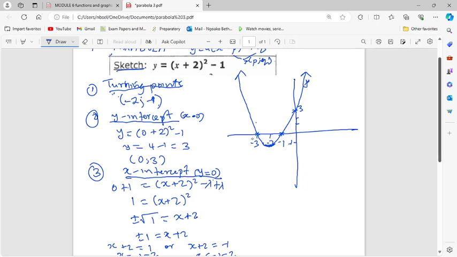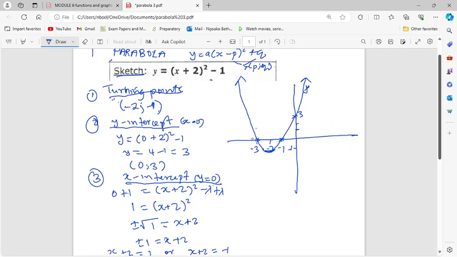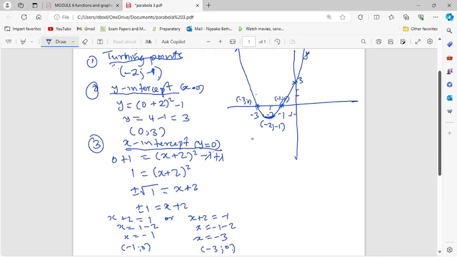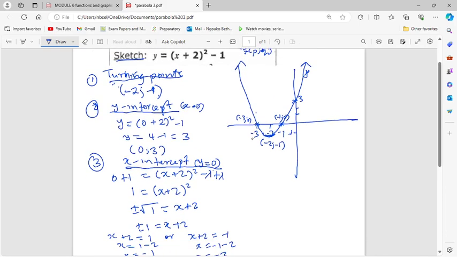So quickly, after getting the graph, of course you can write the points. You must write the points. Here the turning point is minus 2 and minus 1. And then the point here is minus 3 and 0. And the point here is minus 1 and 0. Right, from this graph, what you can do next, so you can do the axis of symmetry.